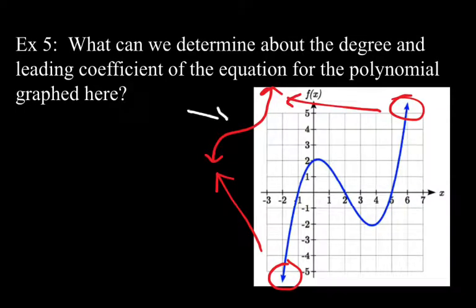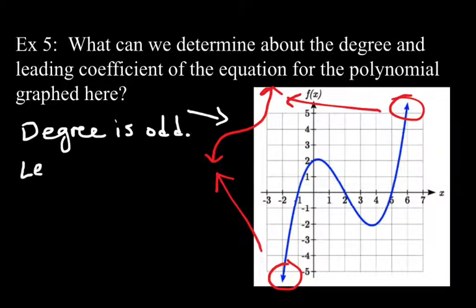So what type of power function was this one? If you don't remember, you can look back in your notes. But what we know is, since they go opposite directions, the degree is odd for this equation. And then the other thing we want to talk about is the leading coefficient.